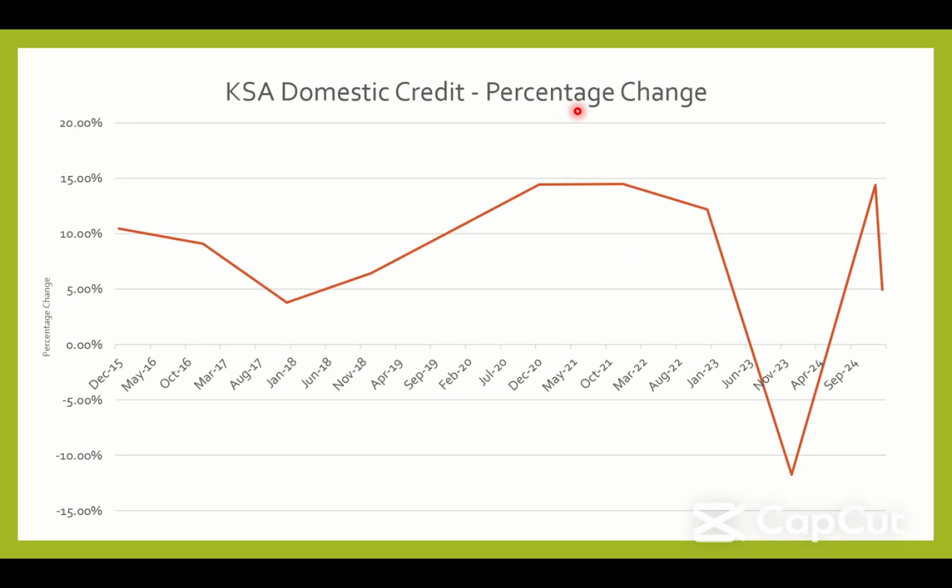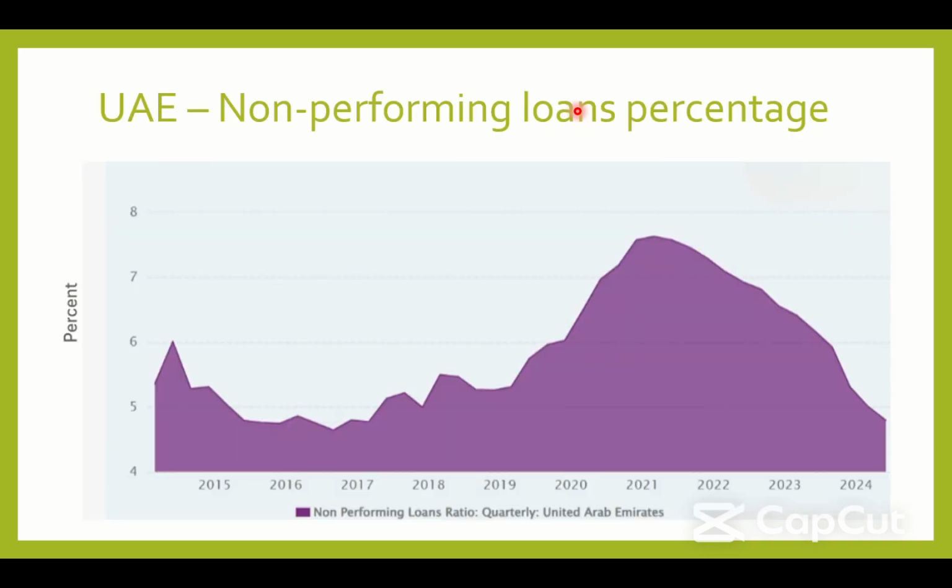Alright, so we're done with Saudi Arabia's domestic credit. Now moving on to the non-performing loans percentage for the UAE. The NPL ratio is the percentage of loans that were not paid back. From 2014 to 2018, things were pretty stable. The NPL ratio hovered between 4.5% and 5.5%.